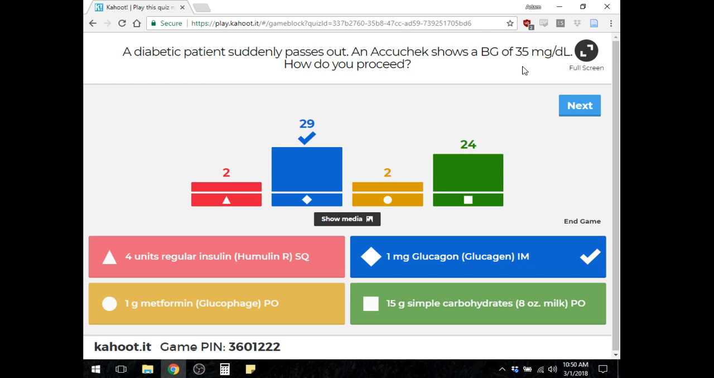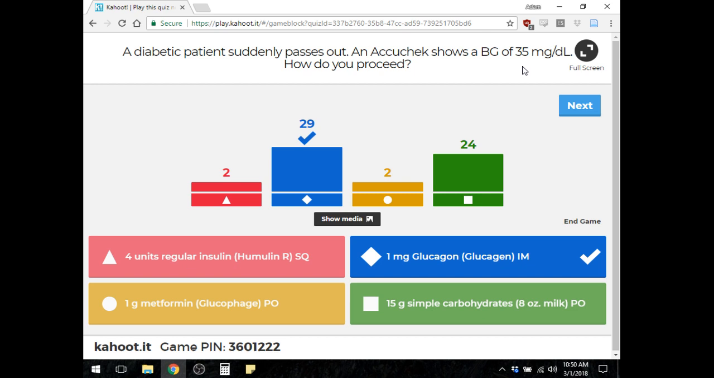Remember a big side effect of glucagon? A lot of nausea and vomiting associated with that one, right? So you're expecting, especially when you give them a big dose like this to get the blood sugar back, they tend to have a chance to throw up there. So you want to be careful with that.